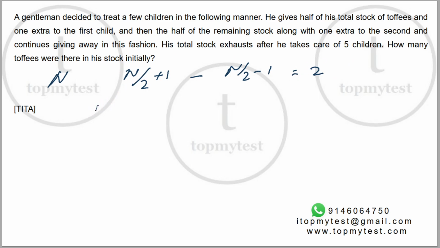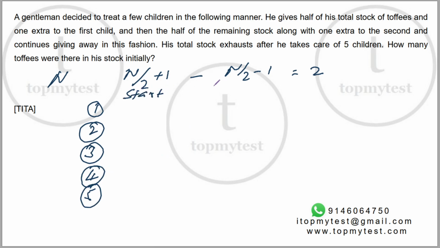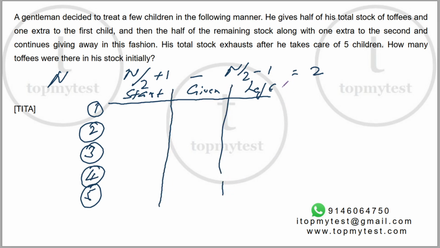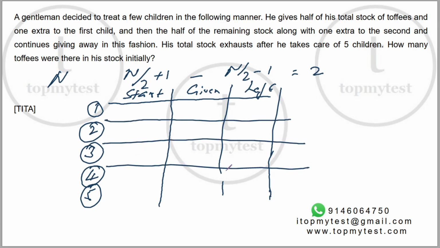So the first child, second child, third child, fourth child, fifth child. So we'll have to track how much do they start with, how much is given to that child, and how much is he left with. Right. So let me just draw this. Okay. So this is taken care of.